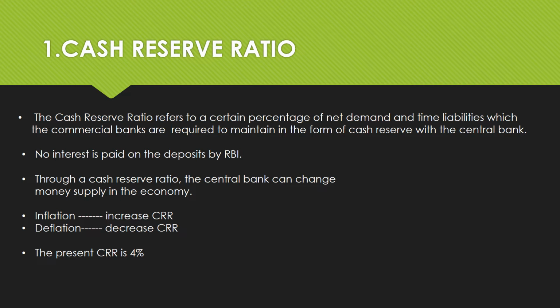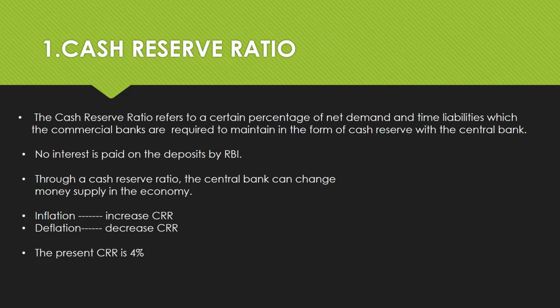Next point, no interest is being paid on the deposits by the RBI. That is, it is a no. The commercial banks are not being paid any interest on the reserves which the commercial banks keep with the RBI. Third point, through this cash reserve ratio, the central bank controls the money supply in the economy.